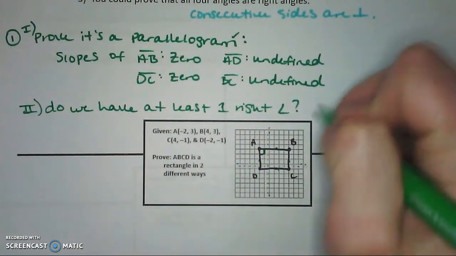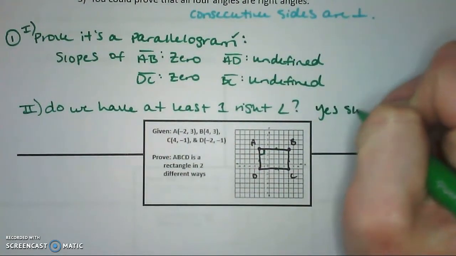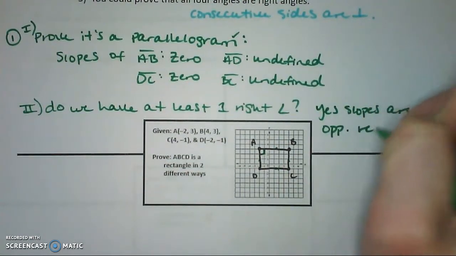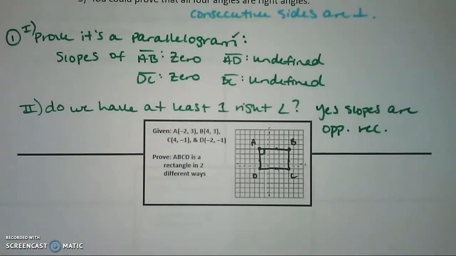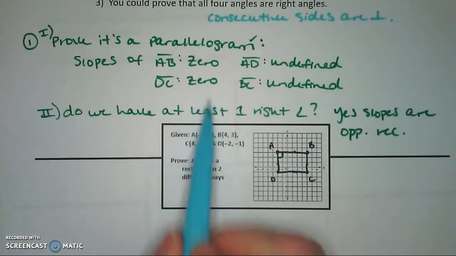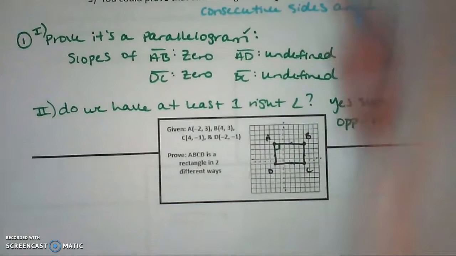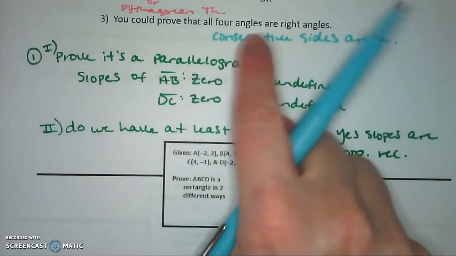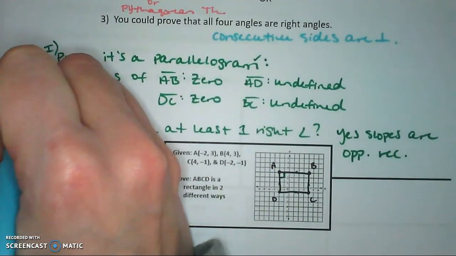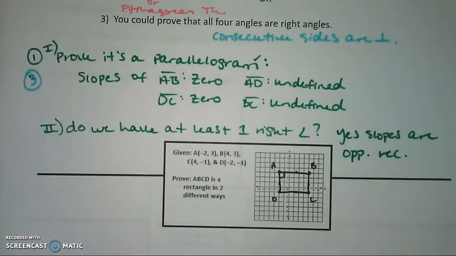So yes, the slopes are opposite reciprocals, which indicates that we have a right angle. This method would work for method number 1, but it also shows that all 4 angles are right angles. So this would be your work for method number 1 and 3.